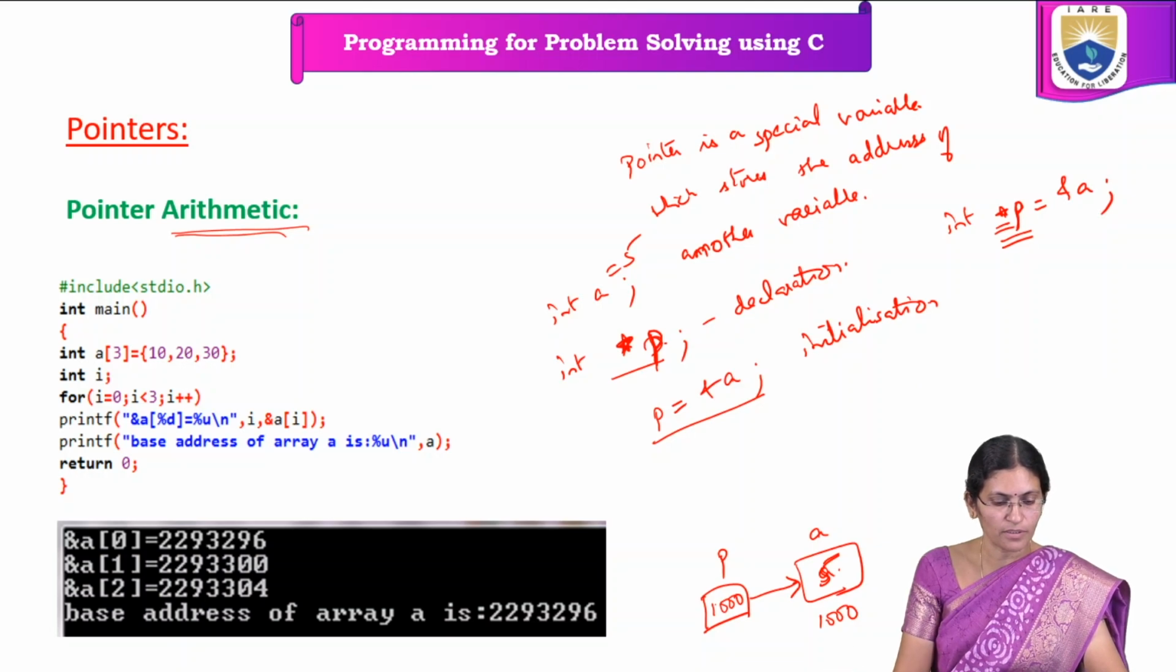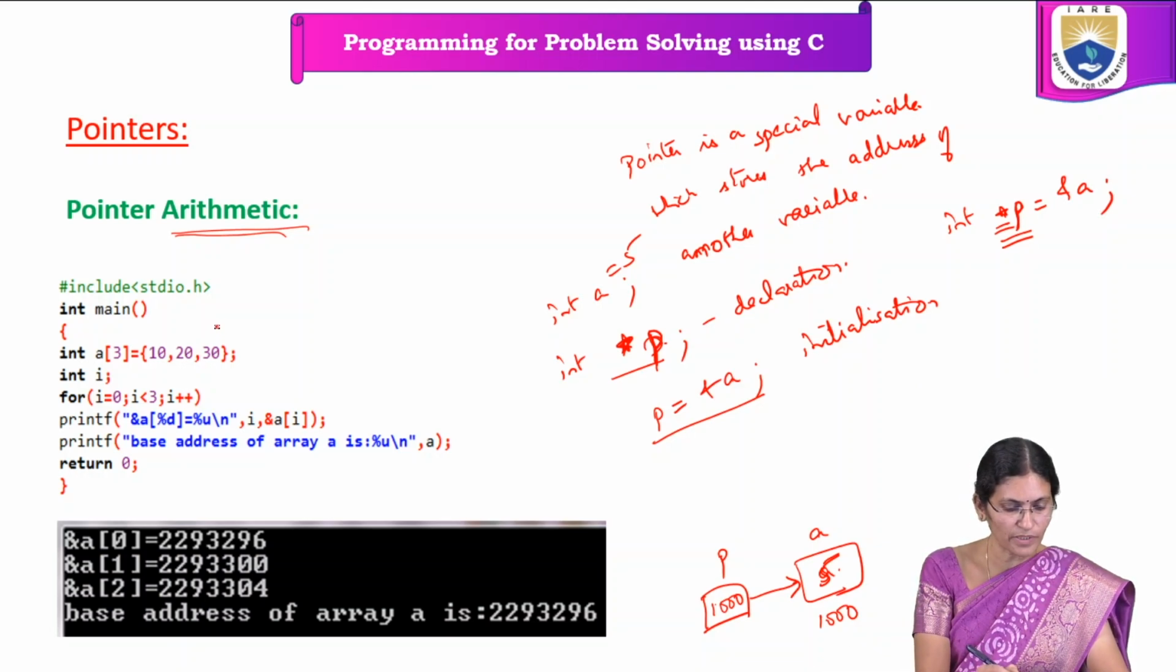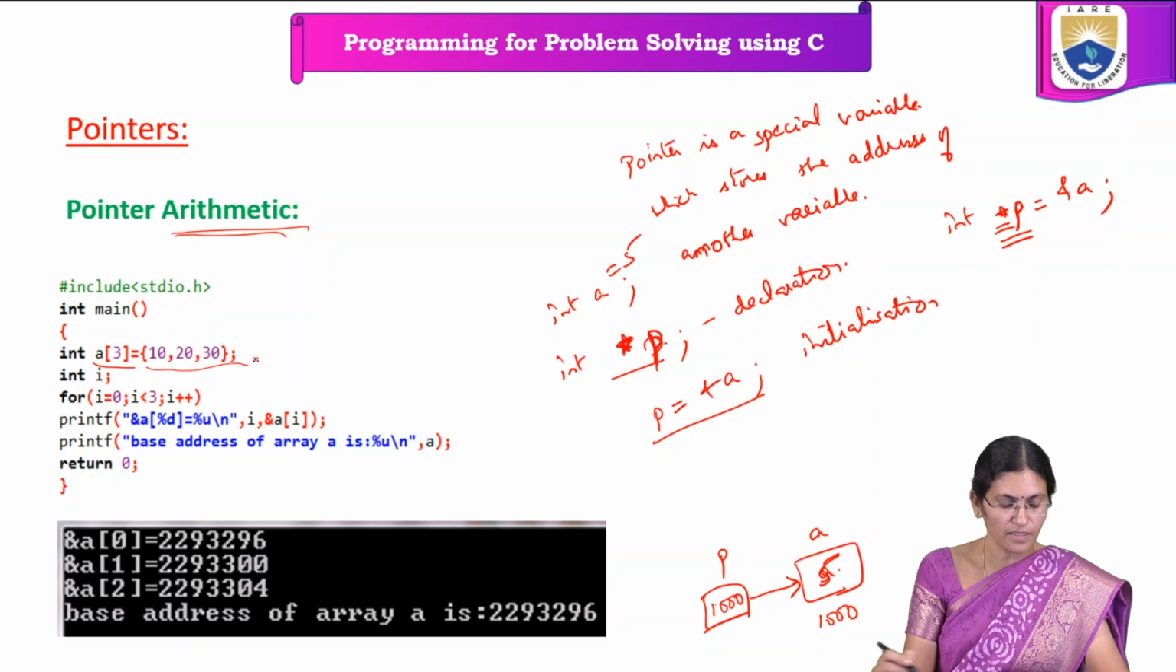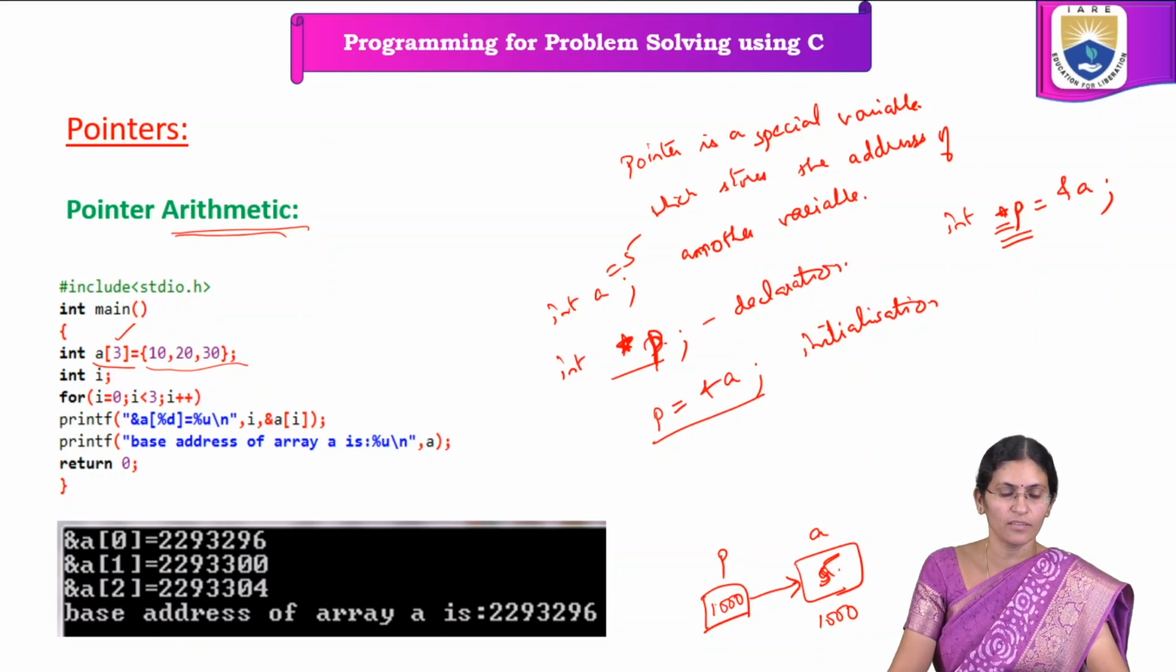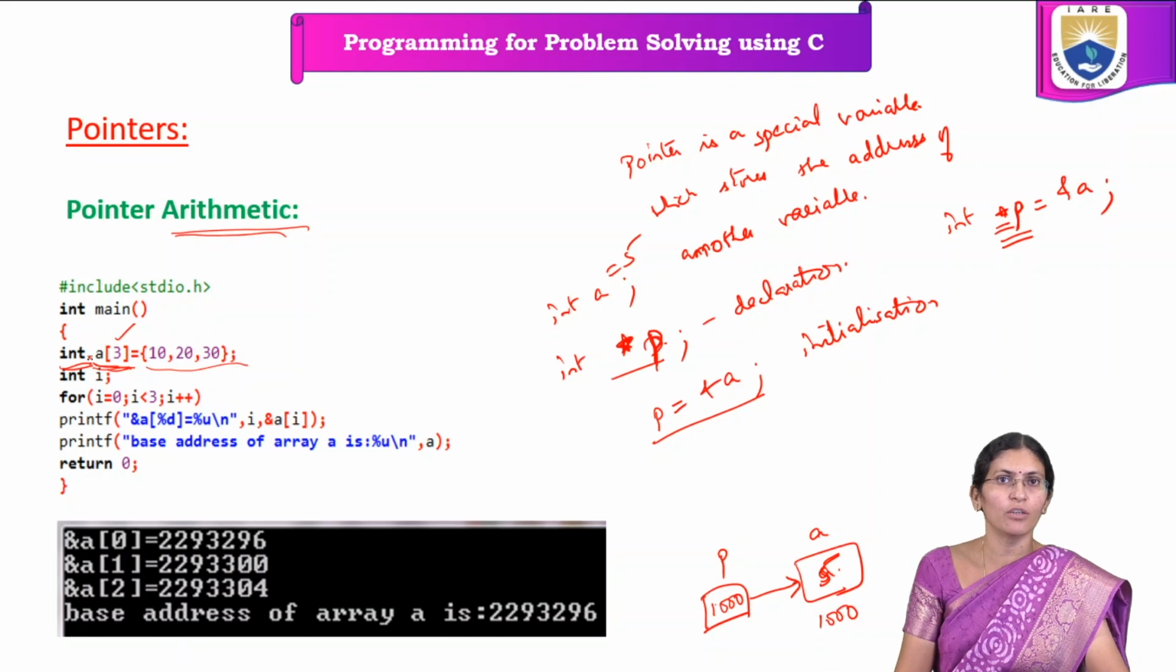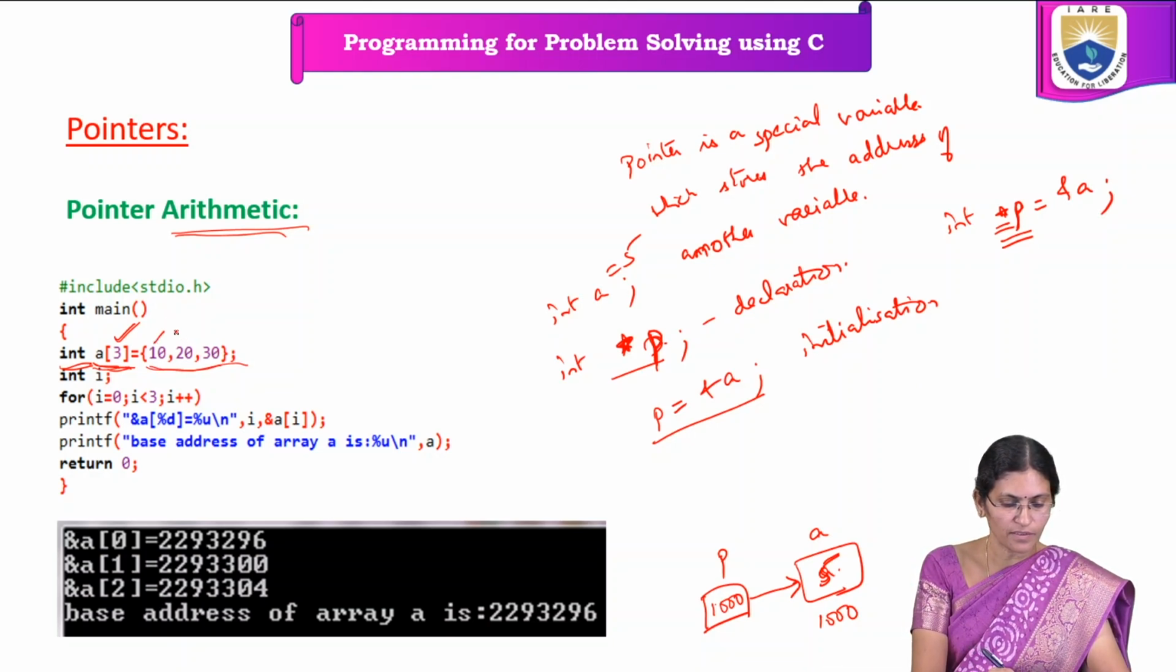So consider a simple program here, where we have declared an array and initialized it with 3 elements. The size of the array is 3. We know what an array is: it is a collection of homogeneous elements belonging to the same data type, stored in contiguous memory locations. The array name is a here. All the elements of the array belong to integer type. The size of the array is 3, that means a maximum of 3 elements can be stored. The first element is 10, the second element is 20 and the third element is 30.